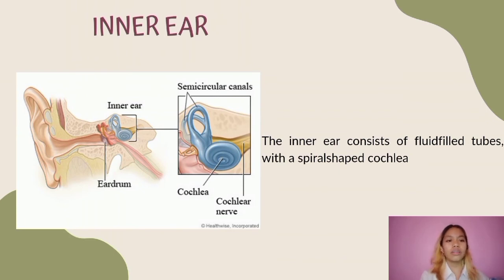The malleus, incus, and stapes bear the vibrations and knock them into the opening of the inner ear. And the last part is the inner ear, which consists of fluid-filled tubes with a spiral-shaped cochlea. It is made up of the cochlea, the auditory nerve, and the brain.